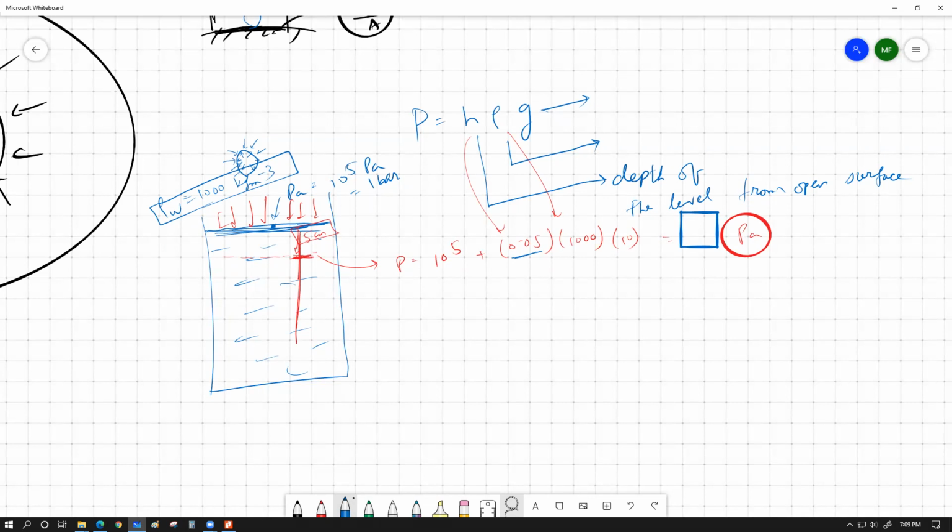Does this idea make sense? Have you understood this idea? Everyone, please respond. Say yes or no. Yes, sir. Okay, two responses.